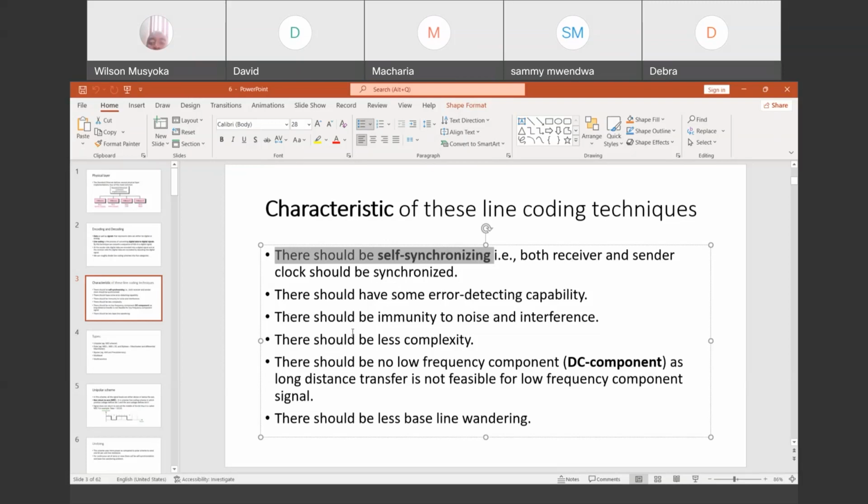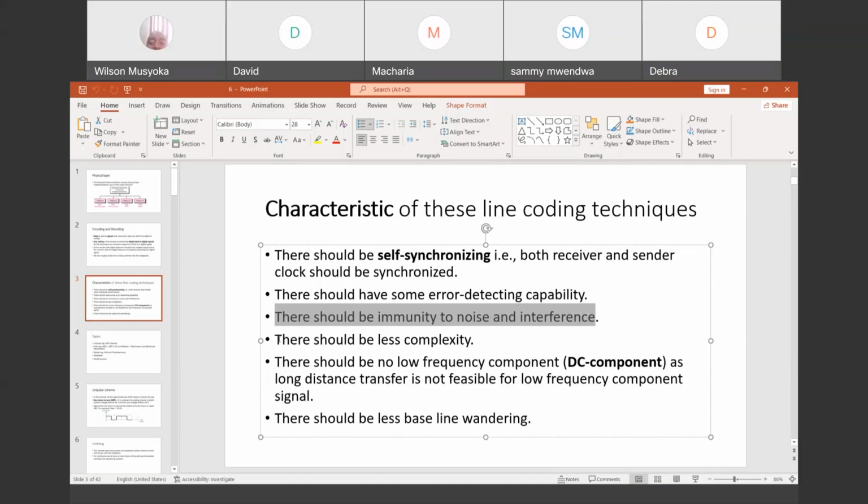Then that mechanism should have immunity to noise and interference. That means that any mechanism that we are going to use should be immune to noise. Noise is any unwanted transmission that is going to affect the current transmission you are making. And one of the reasons why we have these many categories of mechanisms is because some are just improvements of what has been implemented previously. And they keep on being improved so that they can cancel noise or be immune to interference.